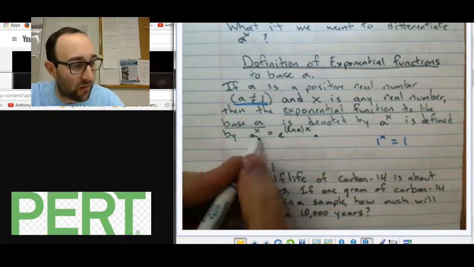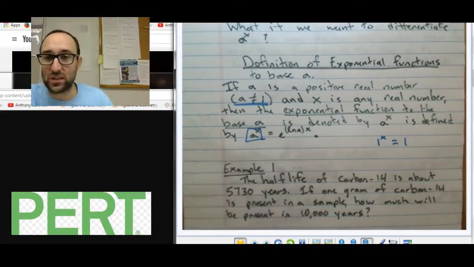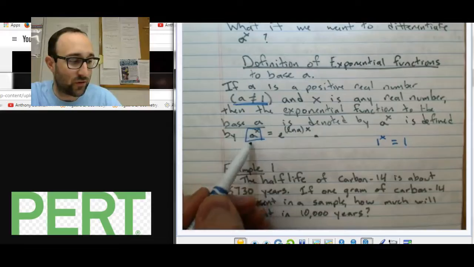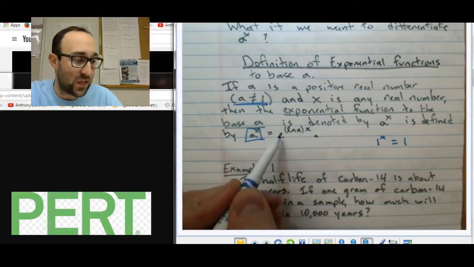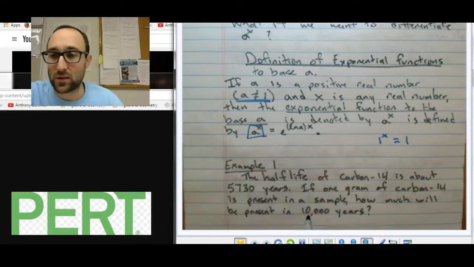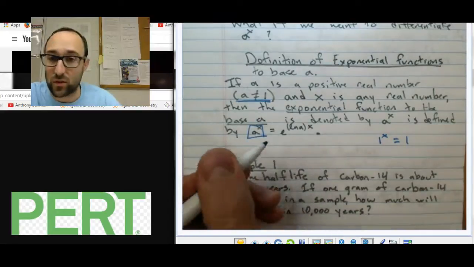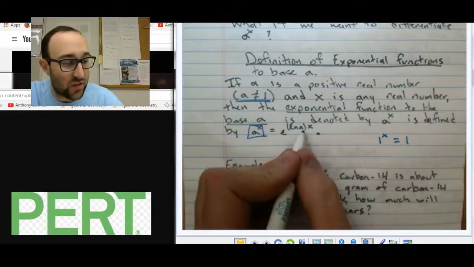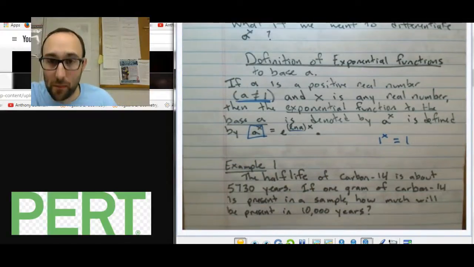Okay, so if we have this, and then we want to be able to take, say, the derivative of it, then we can say, now let's just say e to the natural log of a times x. So then we can rewrite this as take the derivative just like you would with any e function. And the natural log of a, this is just going to be a constant. That's just some number.